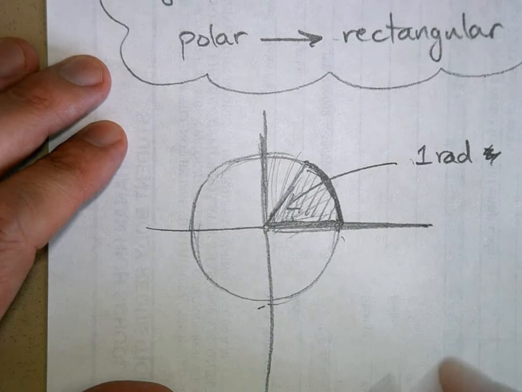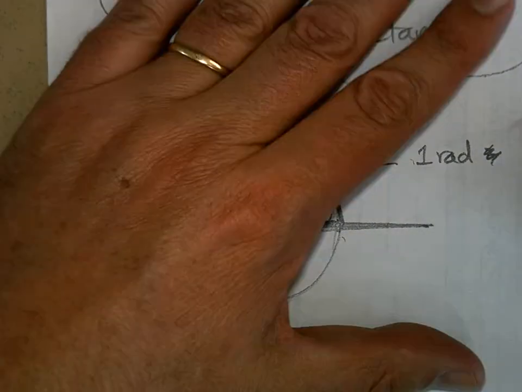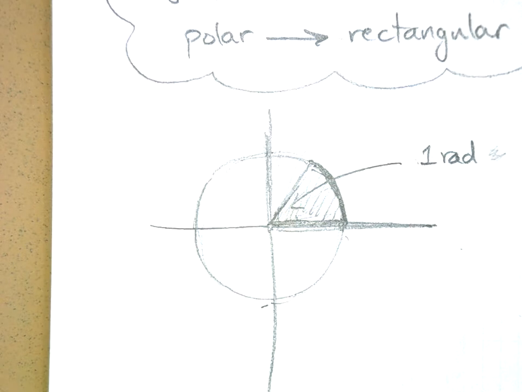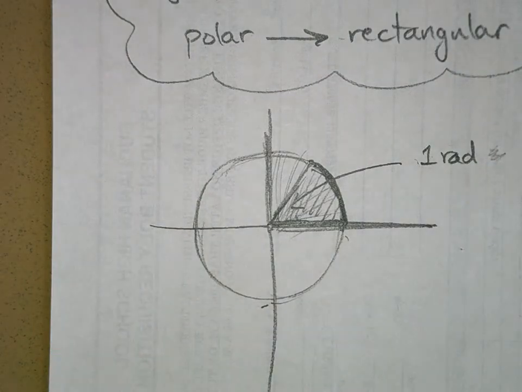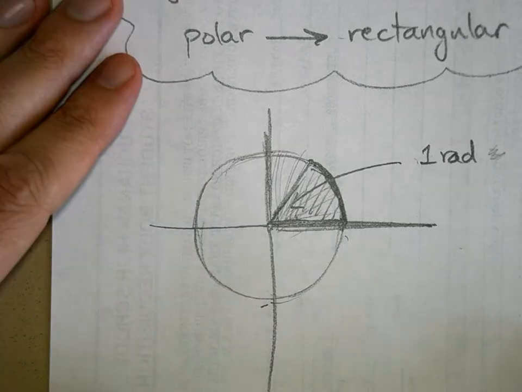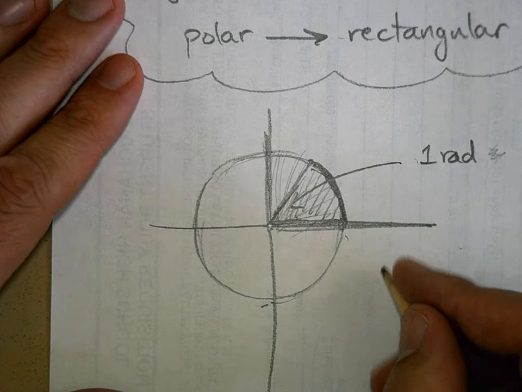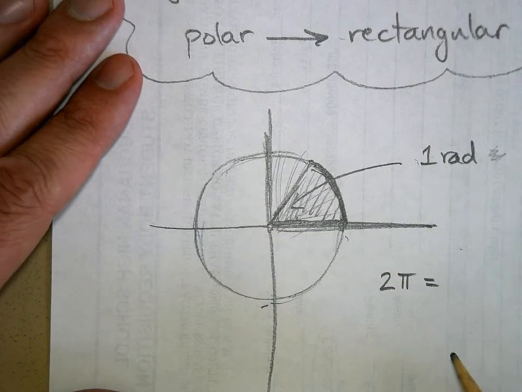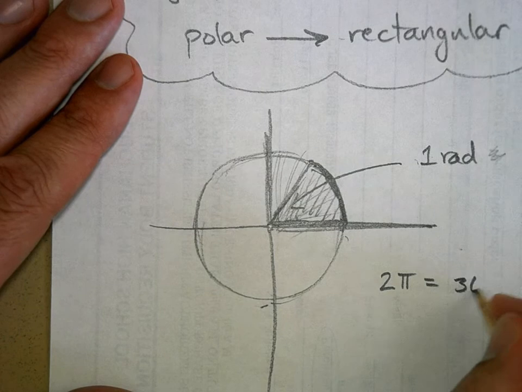It turns out that I believe 1 radian is, I didn't calculate it, like 53 degrees or something like that. So you can easily figure it out by doing this: 2 pi radians is equal to 360 degrees.